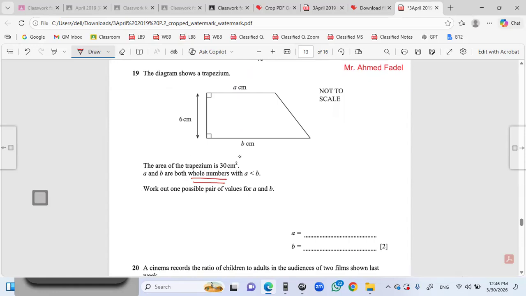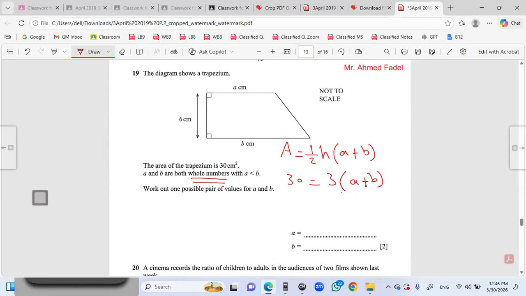All right, Mister, I know that the area of a trapezium is half times height, then multiplied by base 1 plus base 2, which is A plus B. Okay, the area, I have it already. What is the area? Area is 30, they told you, equals half of the height, which is half of 6, which is 3. So 3 multiplied by A plus B. Oh, Mister, A plus B must be what?